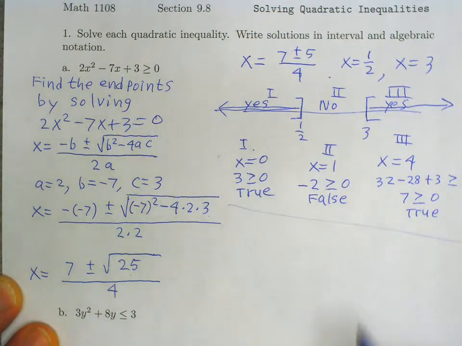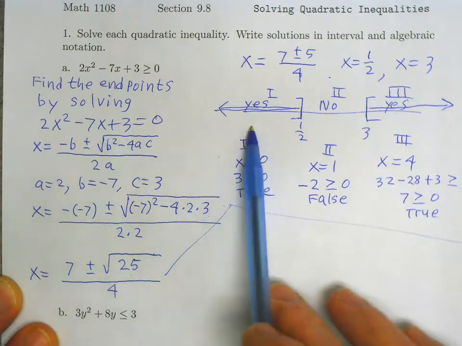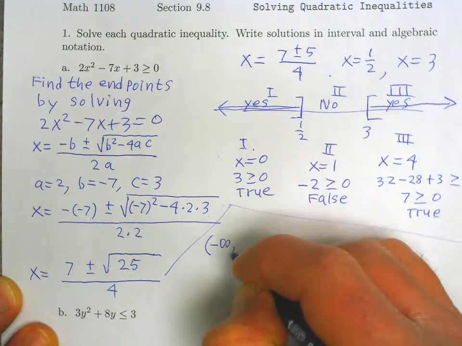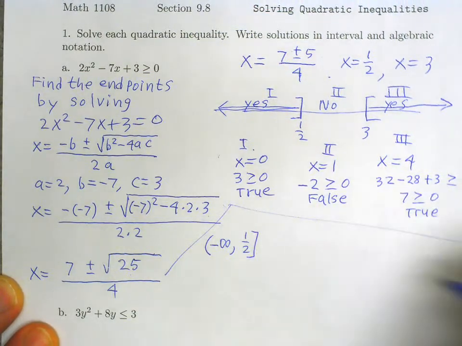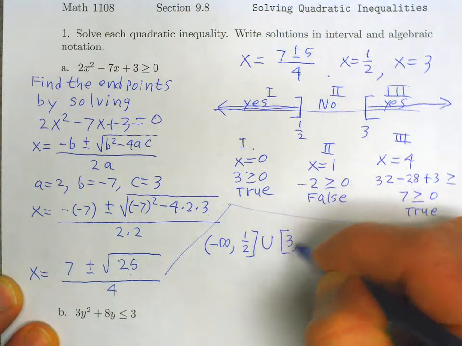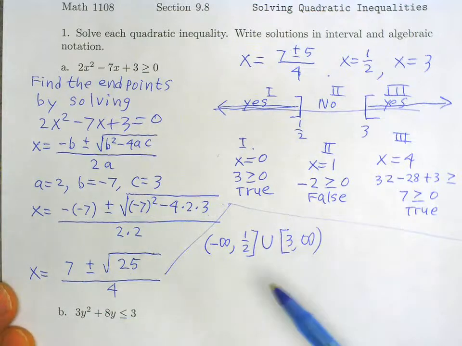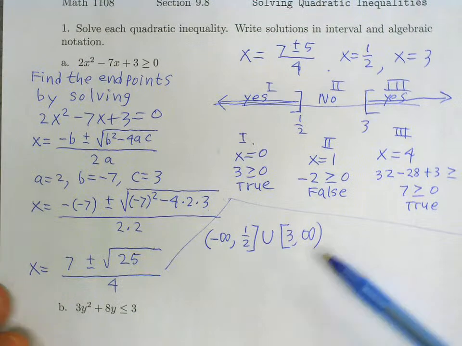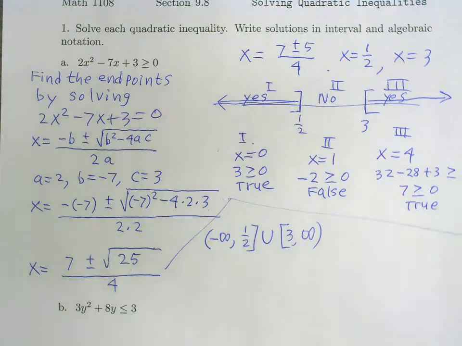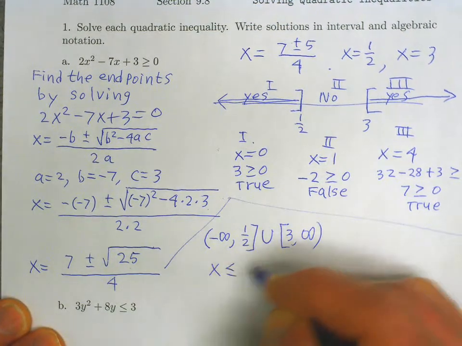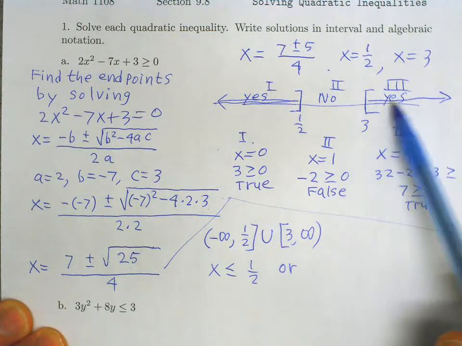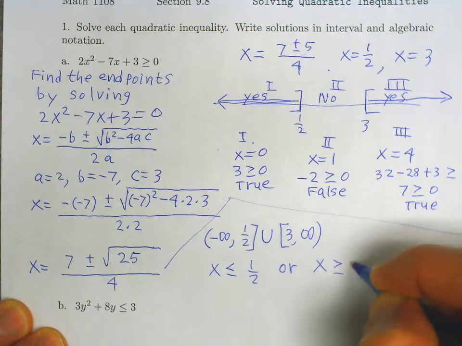And then the interval notation, this part of the number line is parenthesis negative infinity, comma, 1/2 bracket, and then union symbol. This part of the number line is bracket 3, comma, infinity. That is the interval notation. And then the algebraic notation, x is in this interval. That means x is less than or equal to 1/2. And then we use the word or. X is in this interval, which means x is greater than or equal to 3.